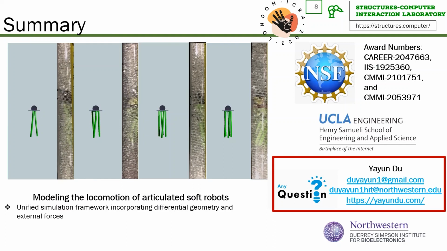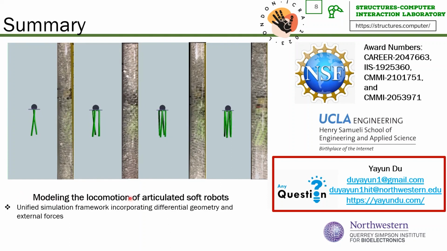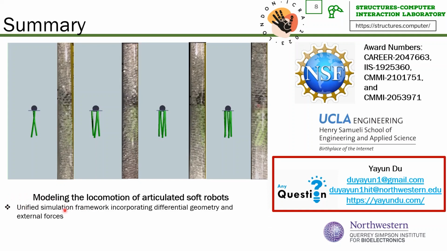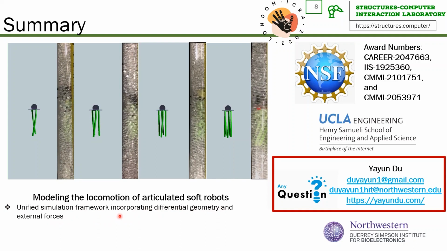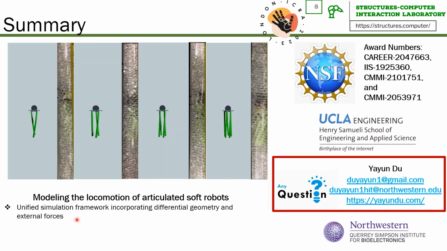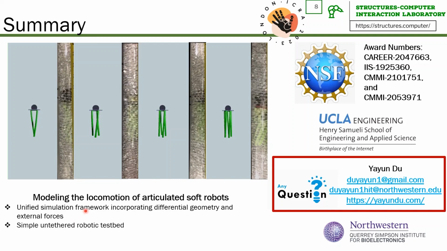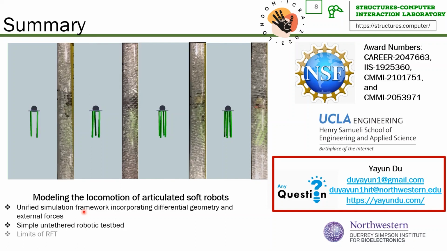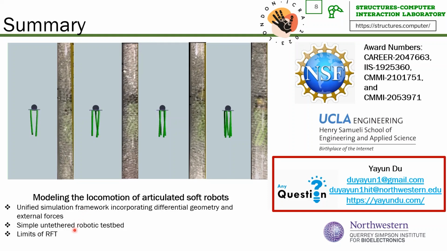Alright, it's time to summarize my talk today. We talked about our contributions to modeling the locomotion of articulated soft robots in three aspects. First, we showed a unified simulation framework incorporating differential geometry and external forces. Since geometry and forces are mainly involved, the same framework can actually be applied to the movements in fluids as well. Second, we displayed a simple untethered robotic testbed in granular media. Third, we showed that RFT can be applied to the movement in granular media, but also has its own limitation. For example, it cannot model the jamming.